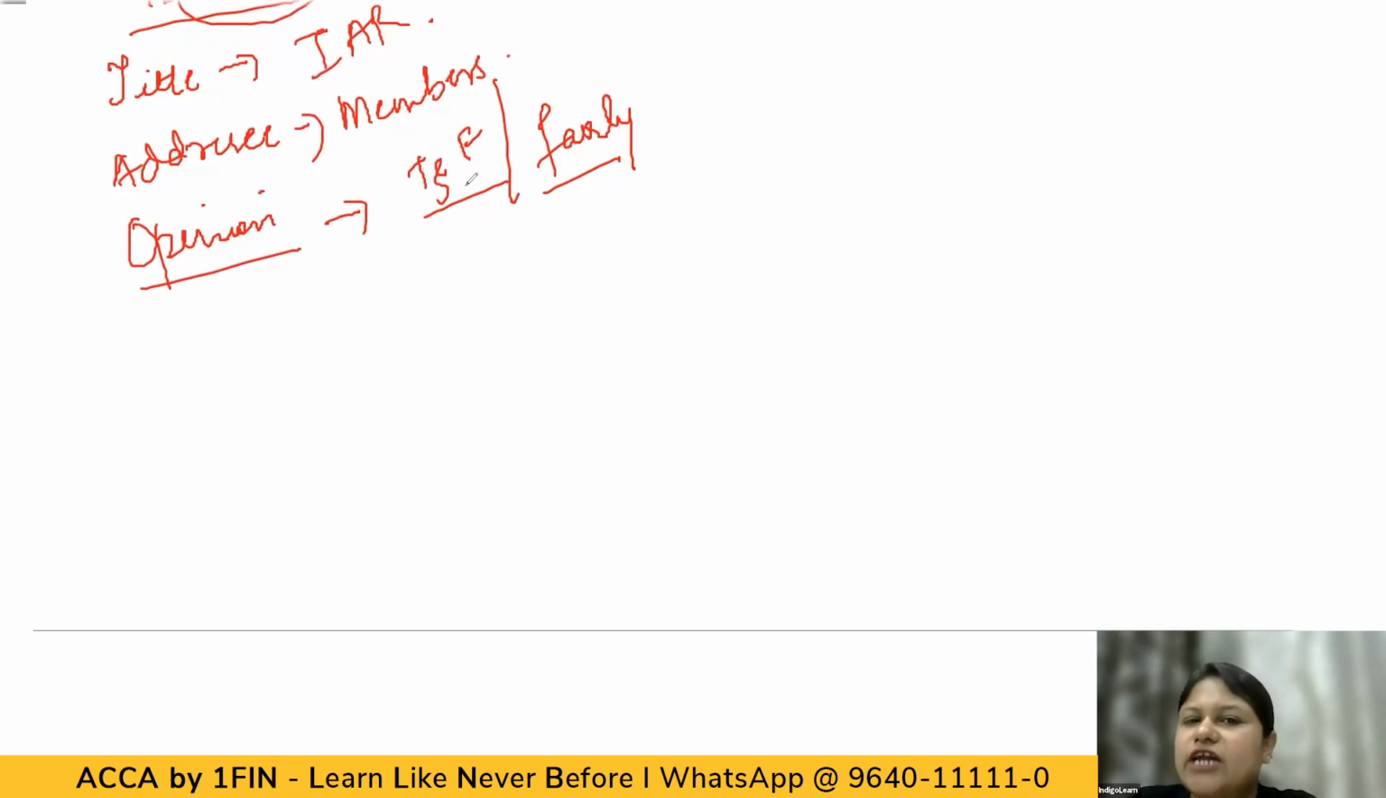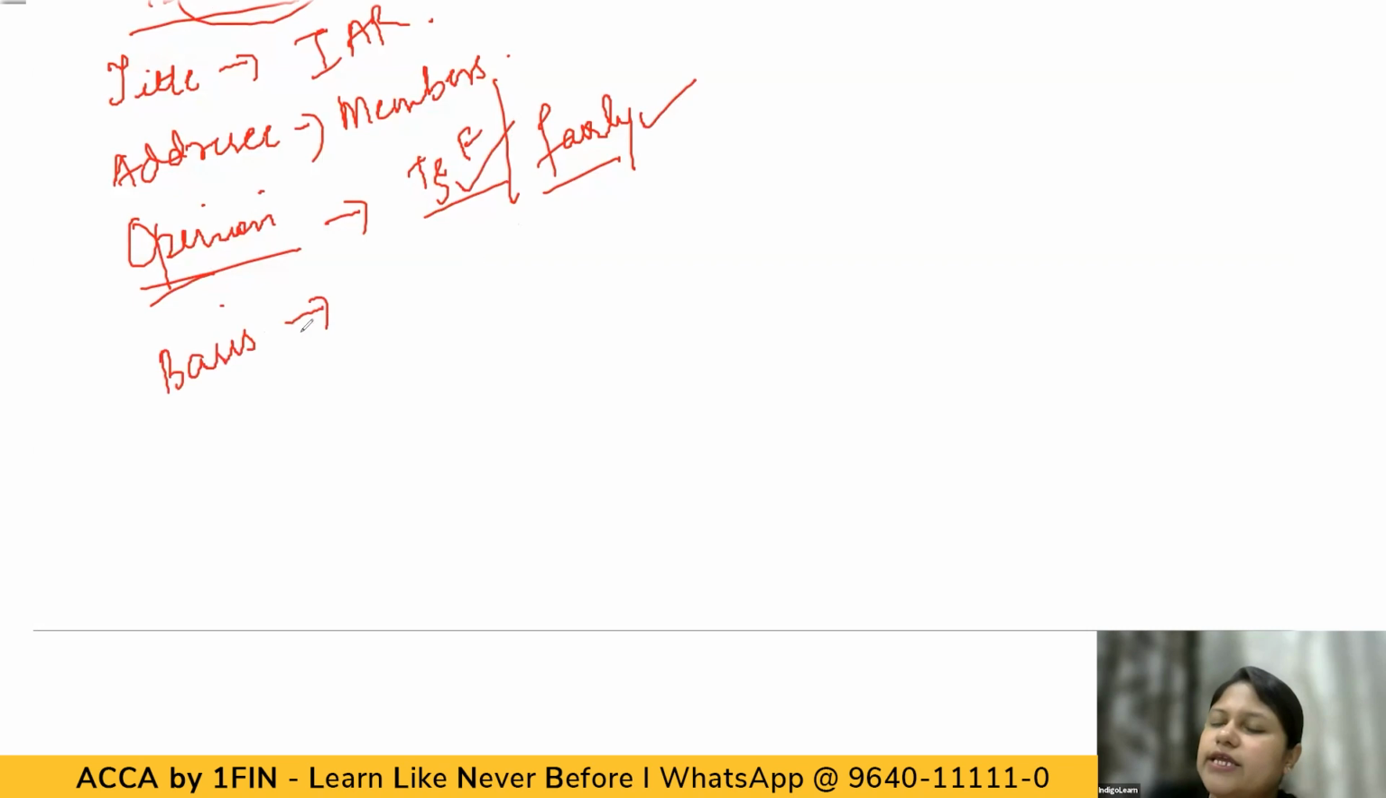So obviously here the financial statements either give a true and fair view, or they present fairly in all material aspects. Or if you talk about a compliance framework, they comply in accordance with the applicable financial reporting framework. Then what is the basis for opinion?